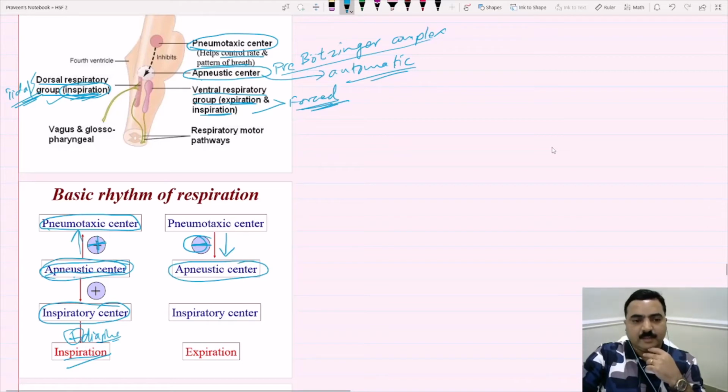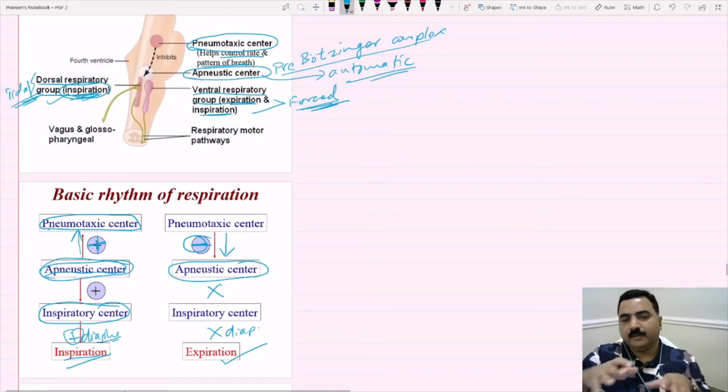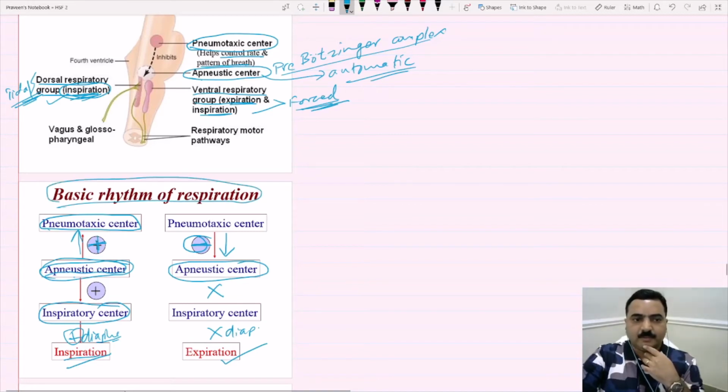When the apneustic center is inhibited, no impulse goes to the inspiratory center and none goes to the diaphragm, so it is blocked. Then what will happen? You get expiration. When the stimulation of the diaphragm is stopped, it goes into relaxation, and when it relaxes you get expiration. That is the basic rhythm of respiration that you see.